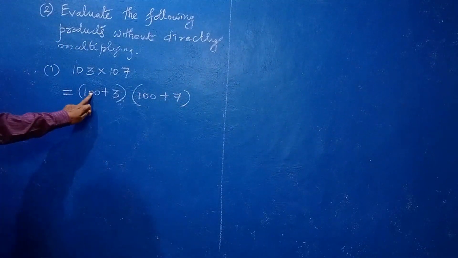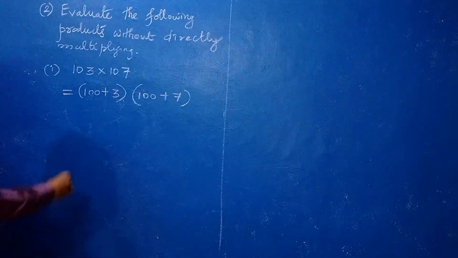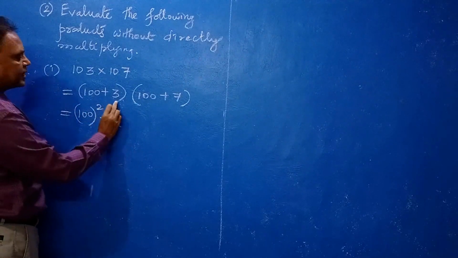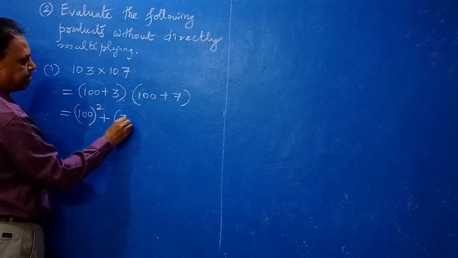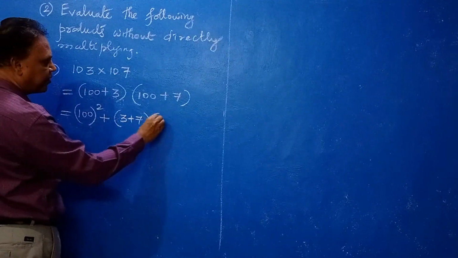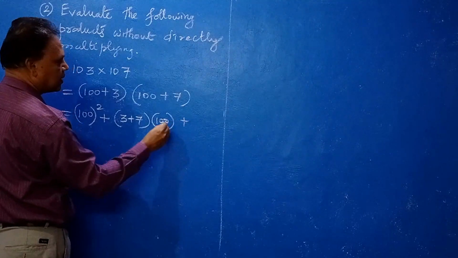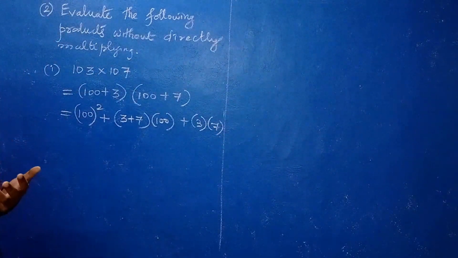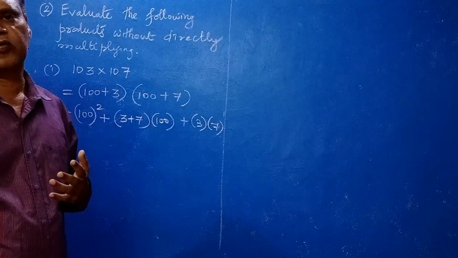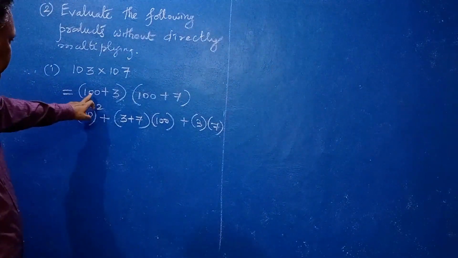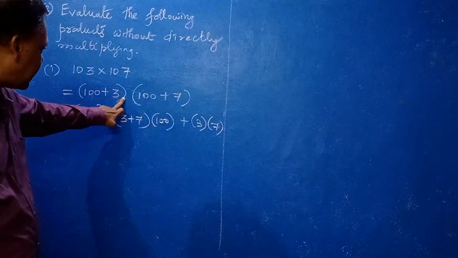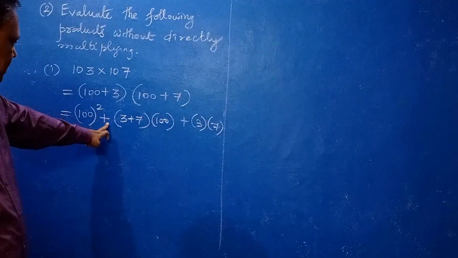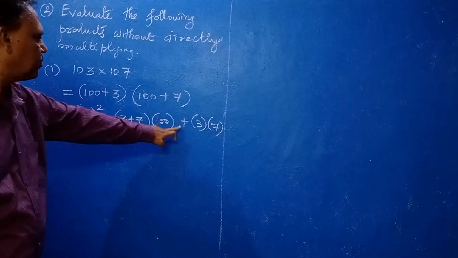So now which form are you ready for? X plus a into x plus b form. So x squared, that is 100. In place of x you put 100 squared, plus a plus b, a is 3, 3 plus 7, into 100, plus a into b, that is 3 into 7. So you have to remember the identity. Clear? Then only you can easily solve. You have to get the form x plus a into x plus b, which is x squared plus a plus b into x plus a into b.